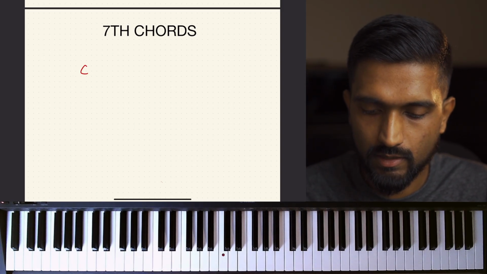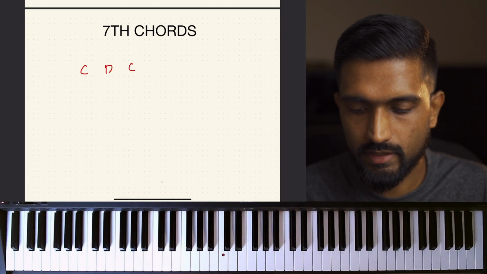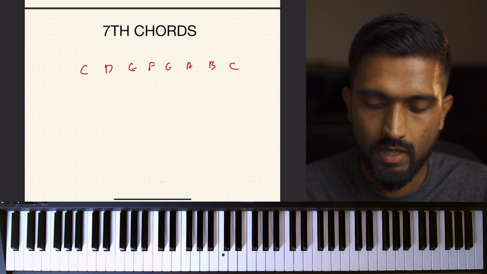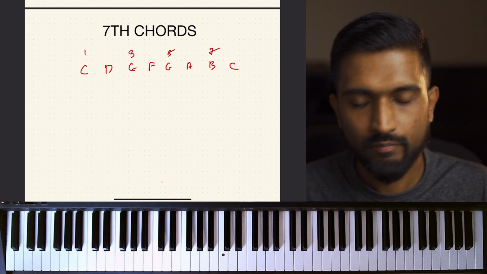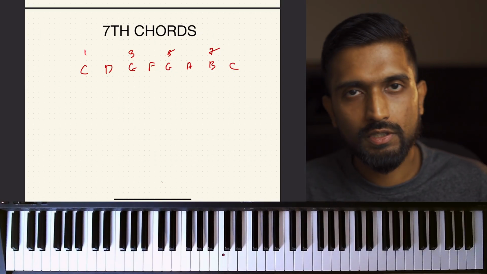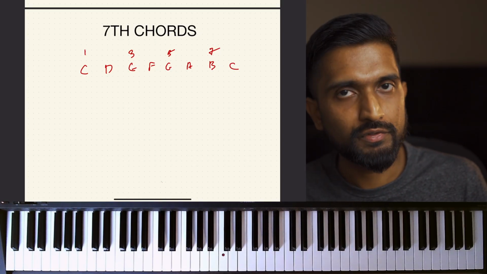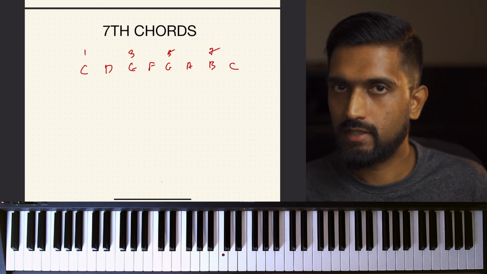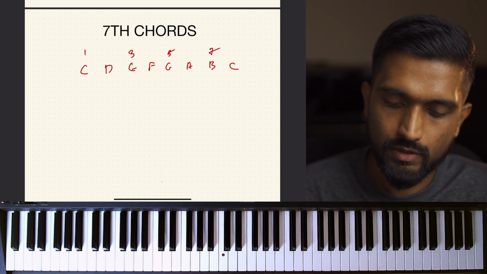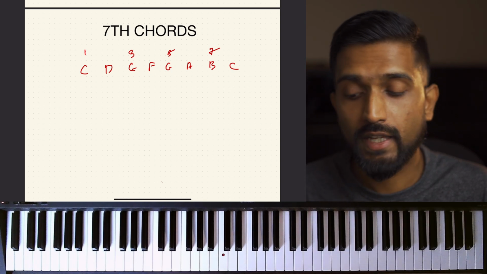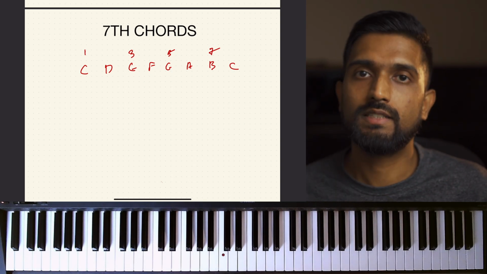I'm going to write down the C major scale again. C, D, E, F, G, A, B, C. 1, 3, 5, 7. For your regular chords, you took the 1st, 3rd, and 5th note. Now any guesses for the 7th chord? You take the 7th as well. So if you take the 1st, 3rd, 5th, and 7th notes, you get a 7th chord.